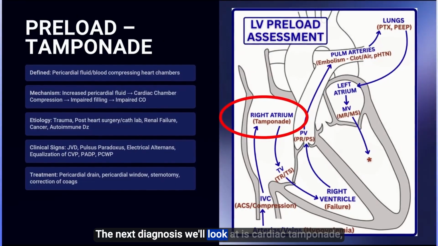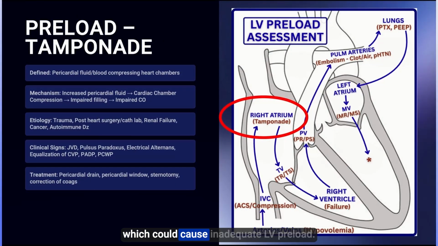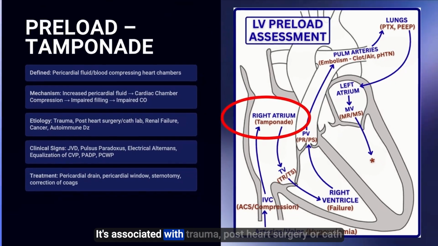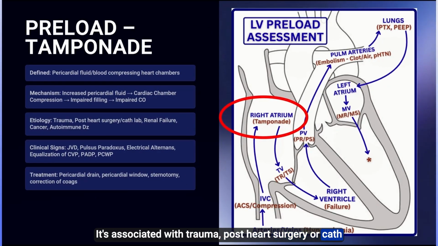The next diagnosis we'll look at is cardiac tamponade, which could cause inadequate LV preload. This is defined as pericardial fluid or blood that compresses the heart chambers. Increased pericardial fluid leads to cardiac chamber compression, and impaired filling leads to impaired cardiac output. It's associated with trauma, post-heart surgery or cath lab, renal failure, cancer, or autoimmune disease as well.